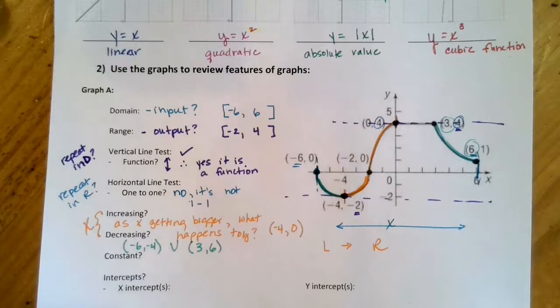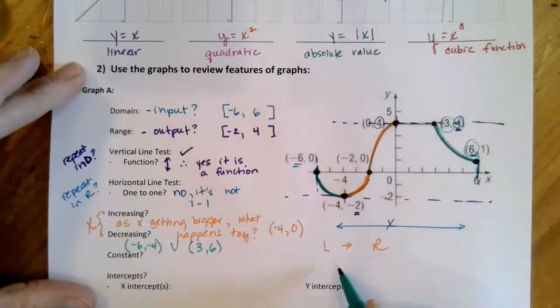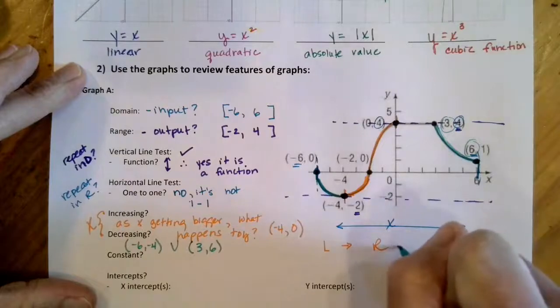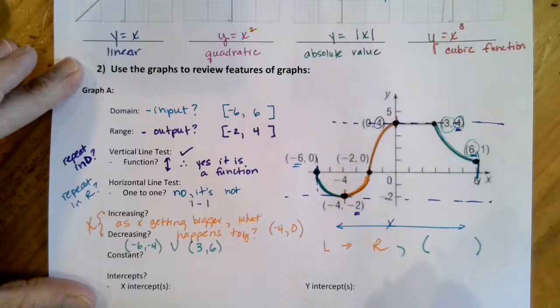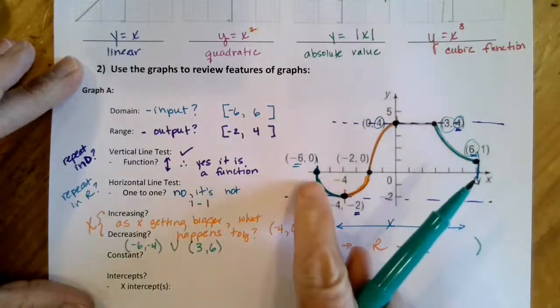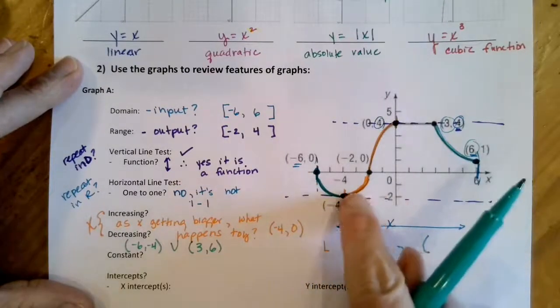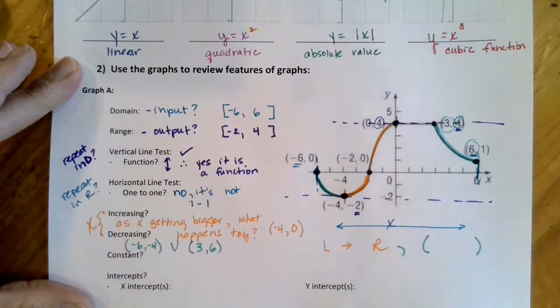So a couple different notes about this increasing and decreasing. You're moving left to right, and you're always making sure that you're using parentheses, because that change, that fall, or that increase doesn't happen until you leave that point. So it's not going to be a box. It's only going to be a curve.